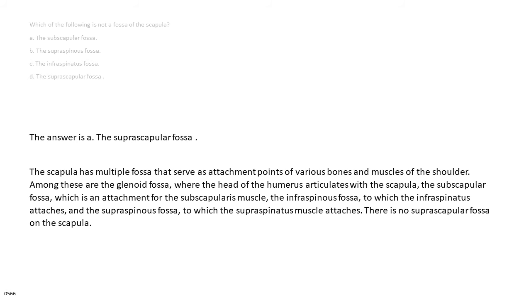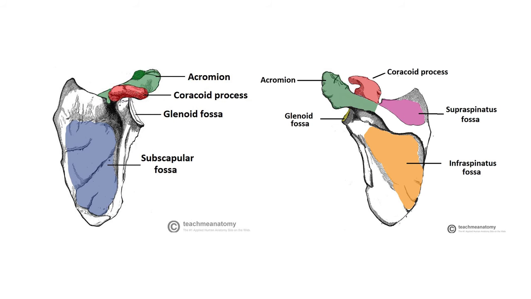The scapula has multiple fossae that serve as attachment points of various bones and muscles of the shoulder. Among these are the glenoid fossa, where the head of the humerus articulates with the scapula, the subscapular fossa, which is an attachment for the subscapularis muscle, the infraspinous fossa, to which the infraspinatus attaches, and the supraspinous fossa, to which the supraspinatus muscle attaches. There is no suprascapular fossa on the scapula.